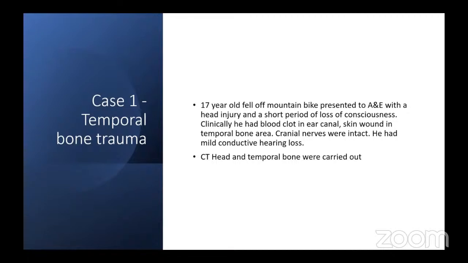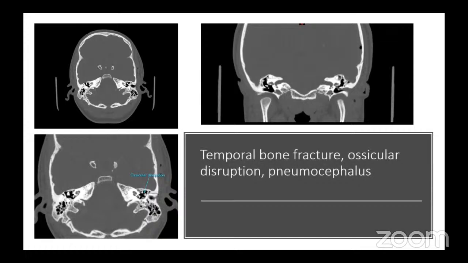The first patient, a 17-year-old fellow, fell from a mountain bike and presented to A&E after a brief period of loss of consciousness. Clinically, no neurological deficit was noted. He had mild conductive hearing loss and there was a blood clot in the ear canal. He was sent for CT head and temporal bone. These are axial images of the temporal bones and the coronal images. In the coronal image, you could see some air pockets suggestive of pneumocephalus.